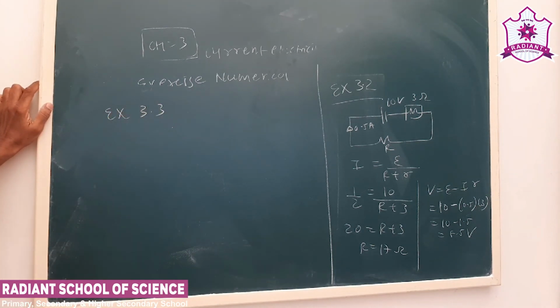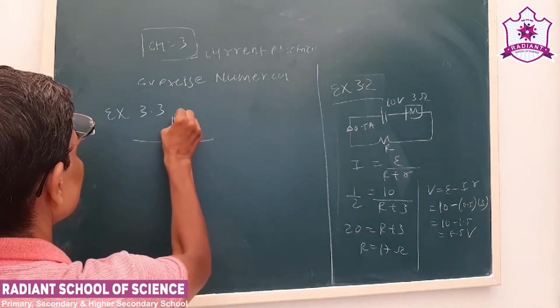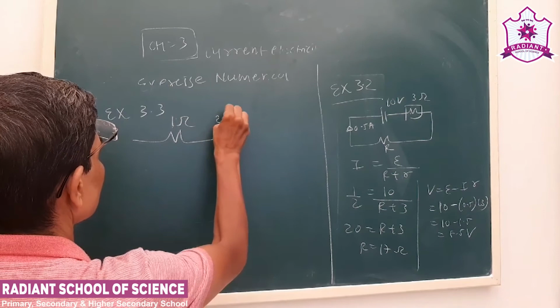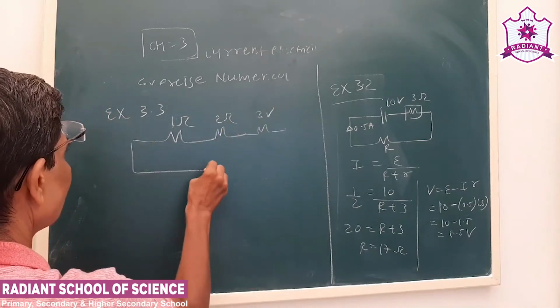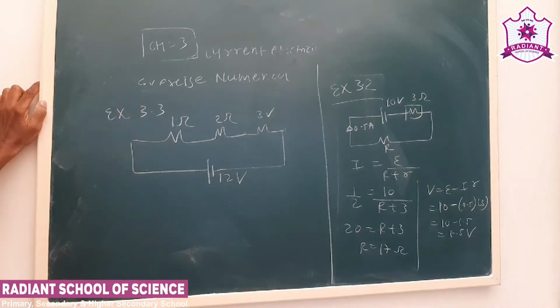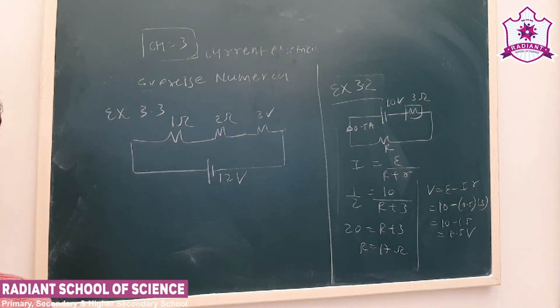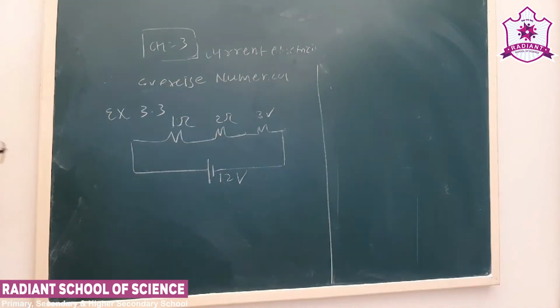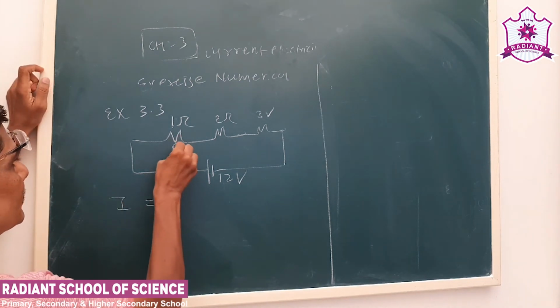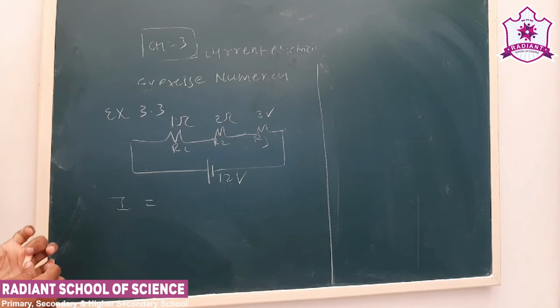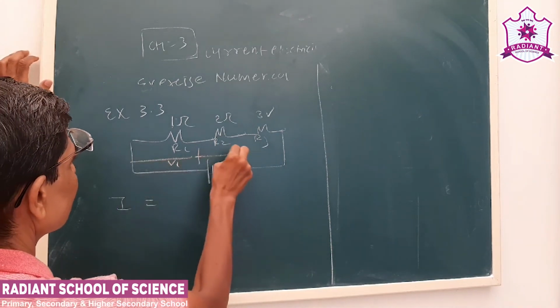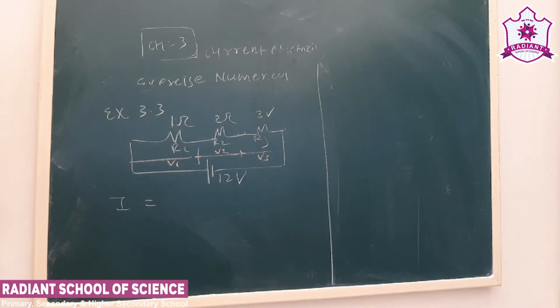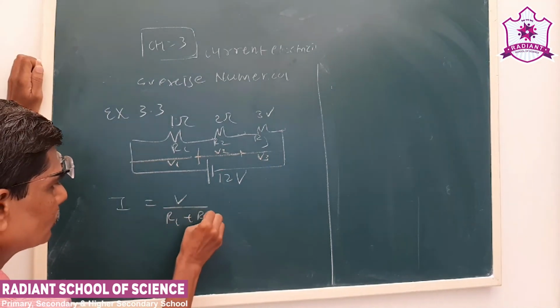See, 1, 2 and 3 ohm resistors are connected in series, connected with a battery of 12 volt. What we have to find out? The equivalent resistance of the circuit, total current and voltage drop across each resistor. Now this is nothing but the series connection of resistors. I is equal to, this is R1, R2, R3, and the PD across them V1, V2 and V3. I is V upon R1 plus R2 plus R3.